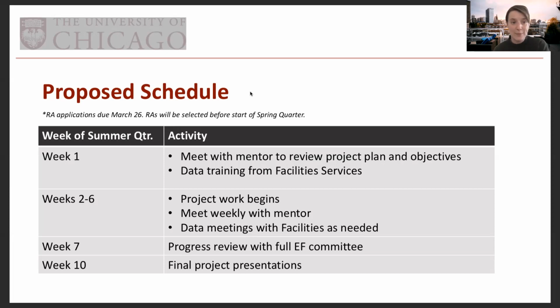So again, this is really a partnership. It's intended to be collaborative and bringing together all these different perspectives to bring to bear the best that each campus stakeholder group has to offer around these issues. We'll also have a touch point with the full Environmental Frontiers working committee to review some preliminary findings, see how your project work is progressing. And then at the end of the summer quarter, we do expect the research assistant teams to do final presentations on their findings.